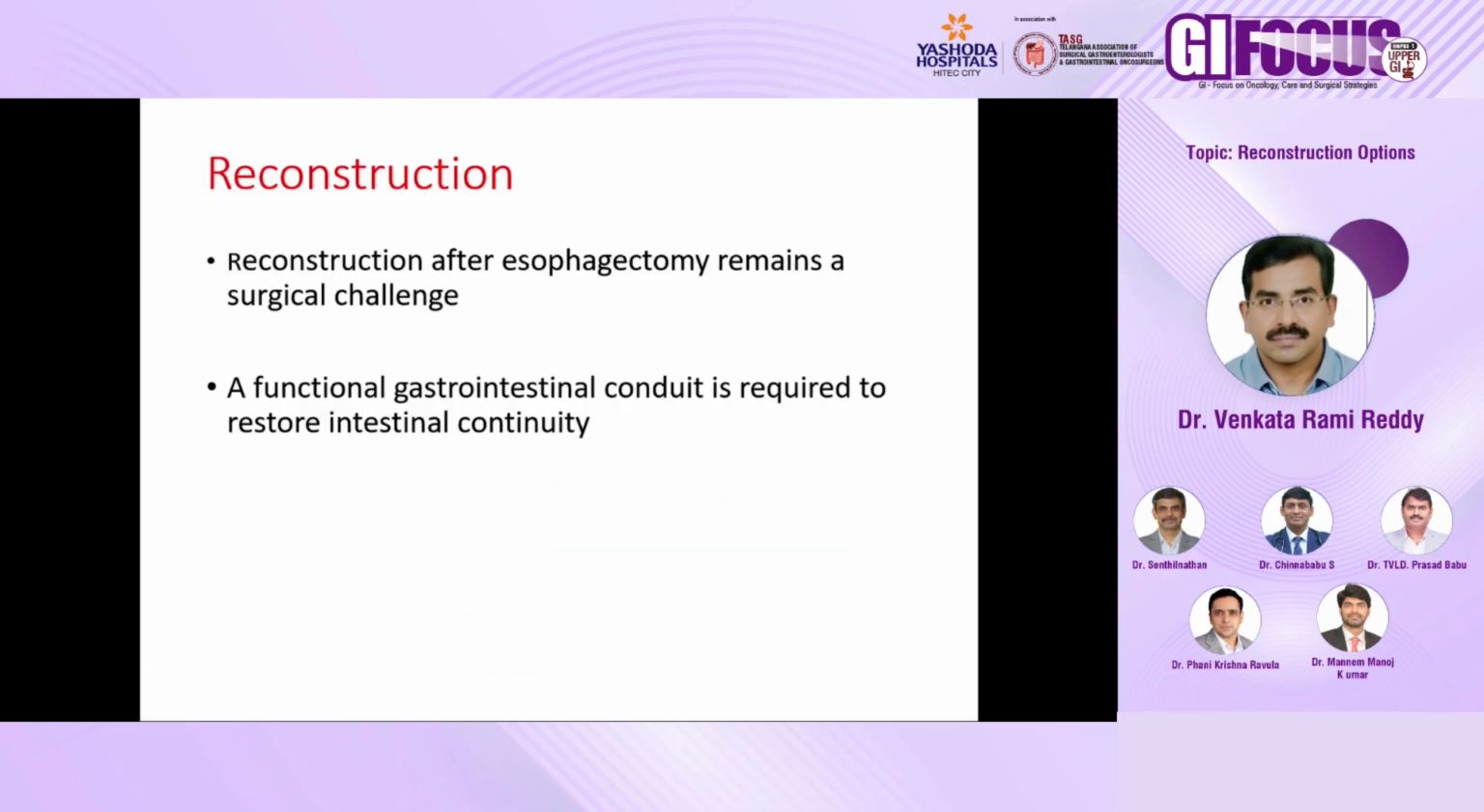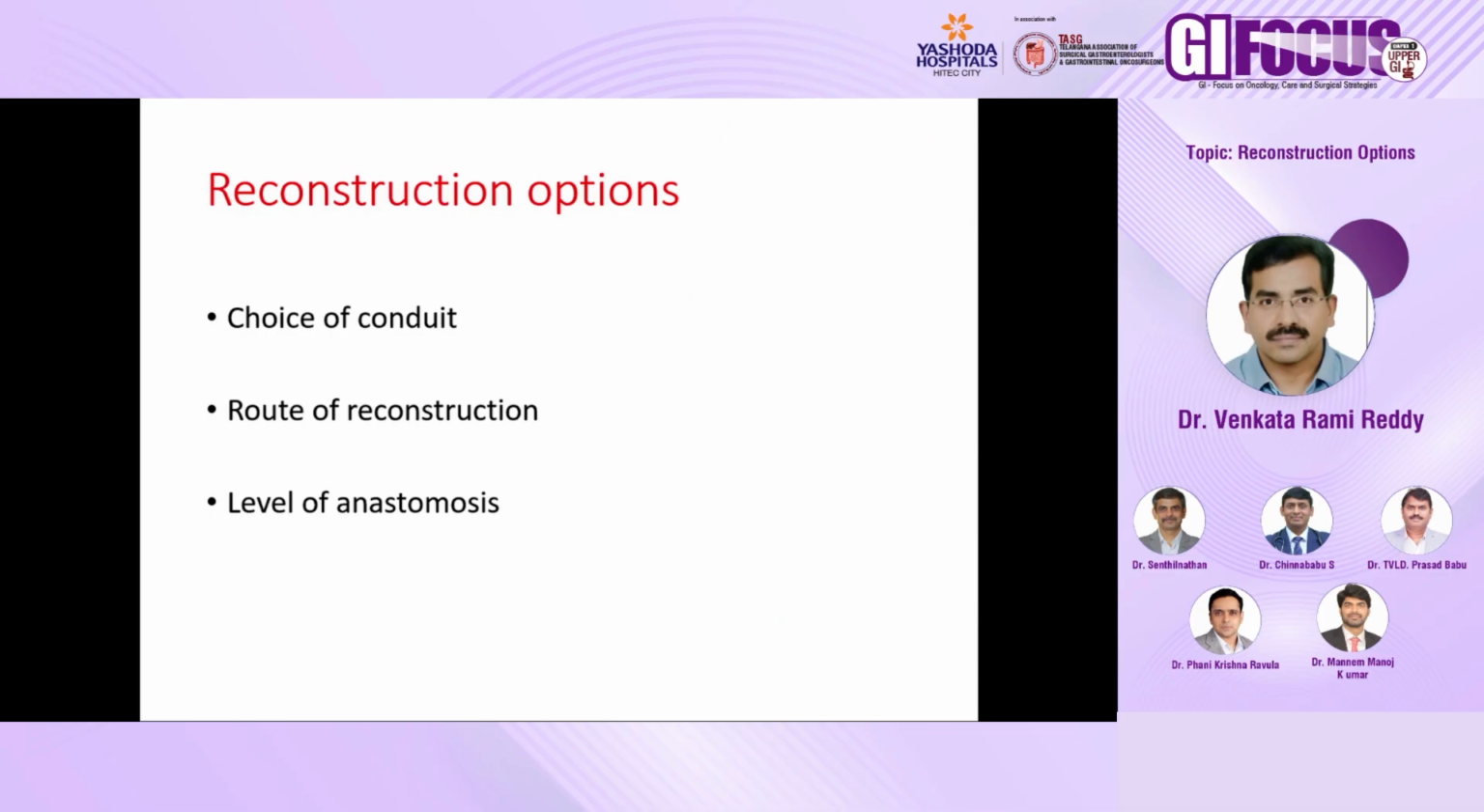We know that it is a surgical challenge because the reconstruction has to be proper, because of the leak rates, the stricture rates, and most of all the leak rates, because of the ischemia and all that. The patient's mortality can go up if there is ischemia. So we need a good functional gastrointestinal conduit for intestinal continuity. If you look at the reconstructive options, we are going to look at the choice of the conduit, the routes of reconstruction, and the level of anastomosis. So these are the three things.